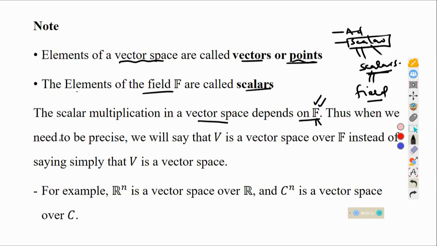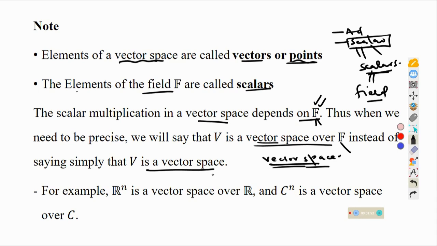Thus, we shall need to be precise and say that V is a vector space over F, instead of simply saying V is a vector space. So whenever we are defining a vector space, we shall be defining a vector space together with a field. So you will be saying that this is a vector space over this given field, meaning that we cannot have a vector space without defining the field. So we shall be saying V is a vector space over a given field F, instead of simply saying V is a vector space.